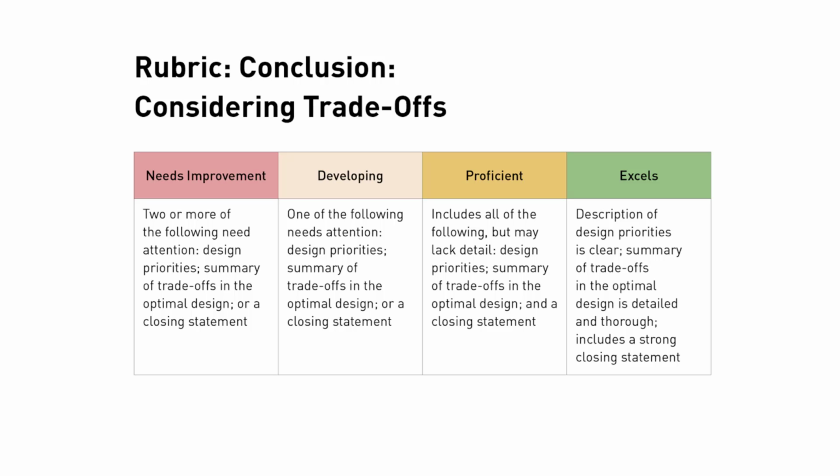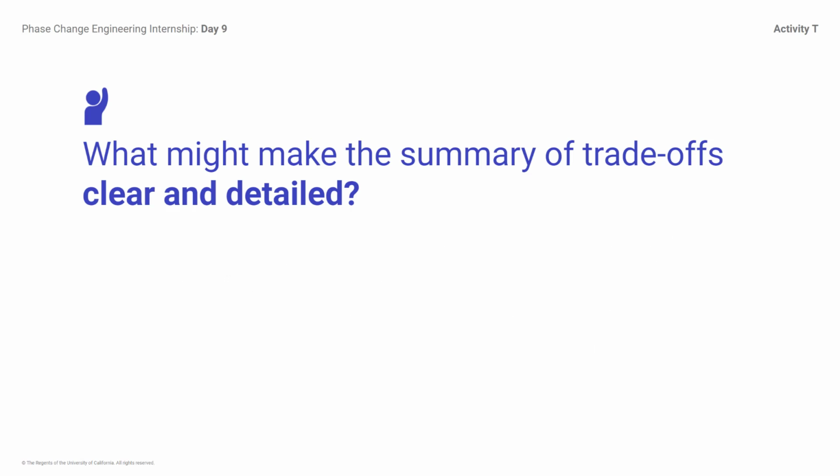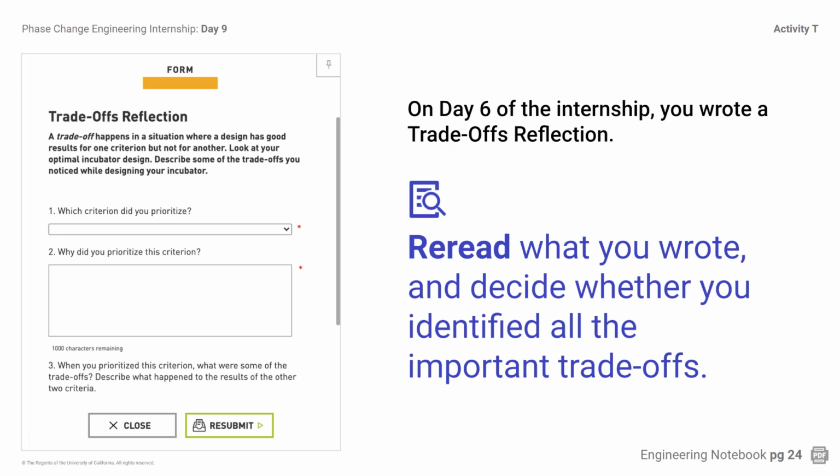Description of design priorities is clear. Summary of trade-offs in the optimal design is detailed and thorough. Includes a strong closing statement. Explaining the trade-offs is one final opportunity to demonstrate that the design is an optimal solution. What might make the summary of trade-offs clear and detailed? We may say adding more than one example of trade-offs using specific details about results.